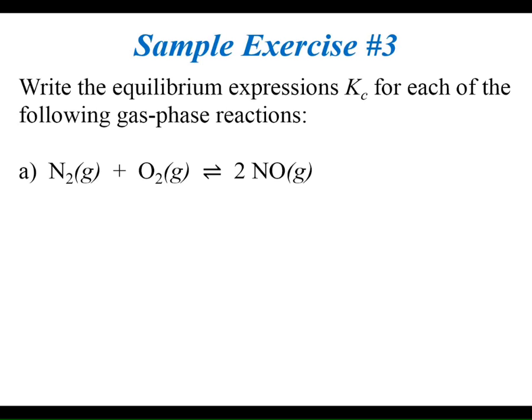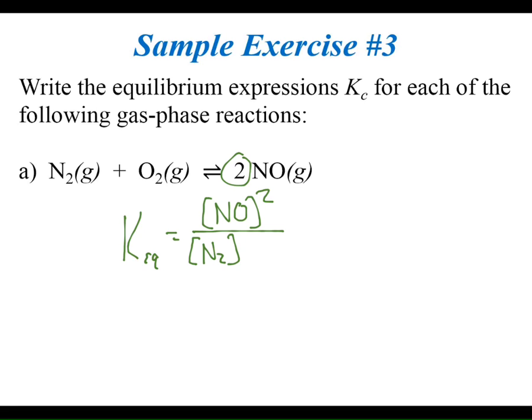N2 plus O2 goes to 2 NOs. Okay, again, KEQ or KC, your choice. Well, what's going to go on top? Concentration of which of those three? NO. Yes, squared, right? Because of that 2 right there. Over what? Concentration of N2, and concentration of O2. Right. So again, square brackets. It's not parentheses, square brackets. Okay. Awesome.